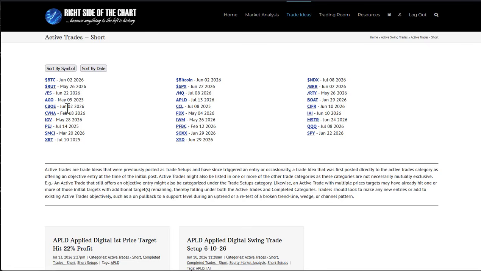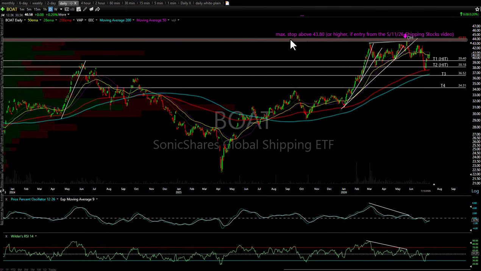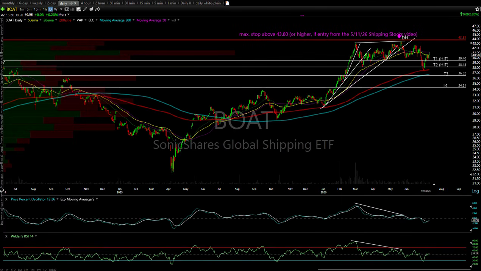All right, next one, where are we at? BOAT. All right, I gave you an update recently. BOAT hit second target, bounced from there. I think I still have two more targets. We shorted that one here in the shipping stock video. I'll give you a suggested stop on that one because we had a precise entry point, and we've stayed well below that. We hit my second target, and then look at that. Kissed the 200-day exponential moving average, bounced, but we're still kind of back in this sloppy trading range. And these are still the targets.